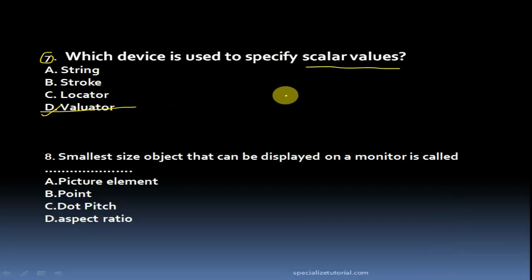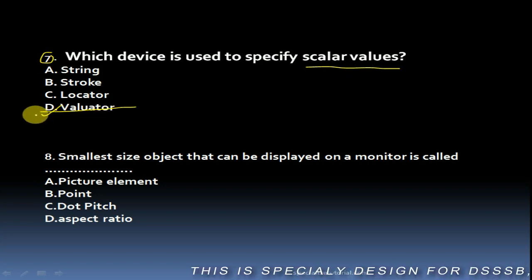Now we should know what a scalar value is. A scalar value is one unit of data, and this unit of data can be either a number or a chunk of text. There are several types of scalar values that are understood. So, which device is used to specify scalar value? Valuators, D is the right answer.